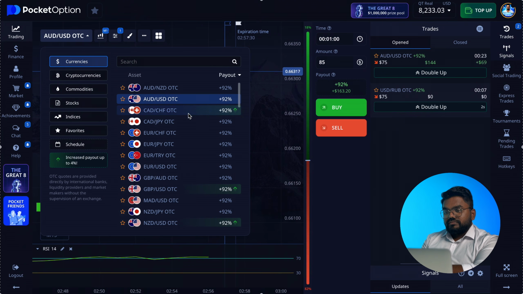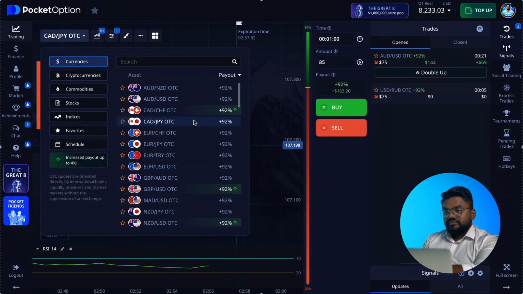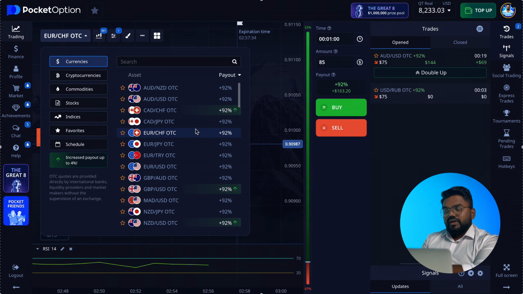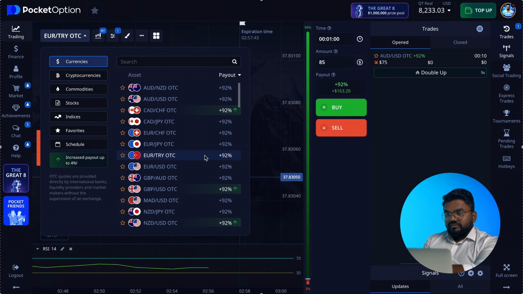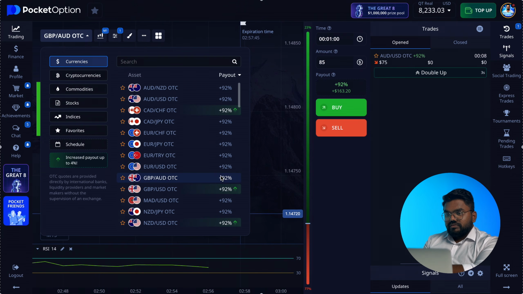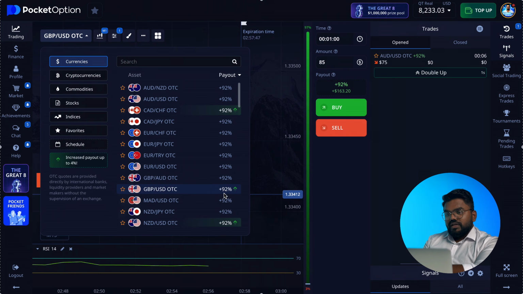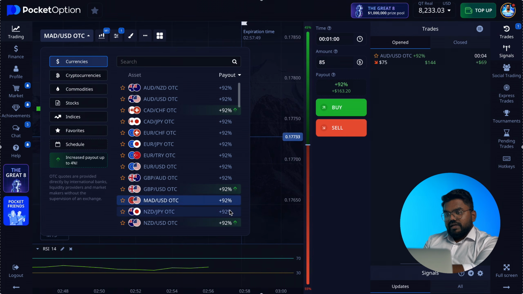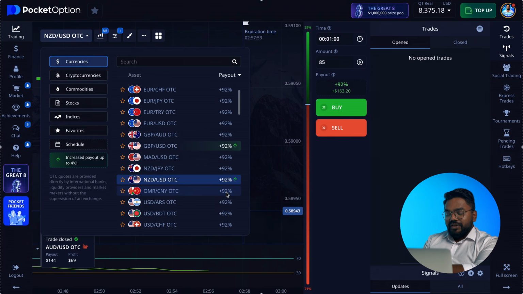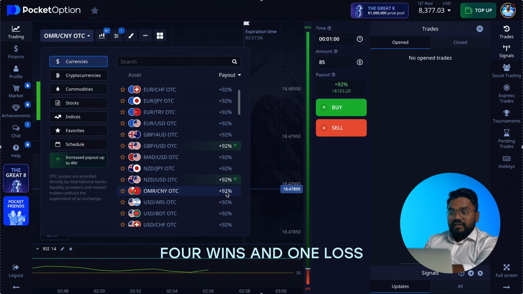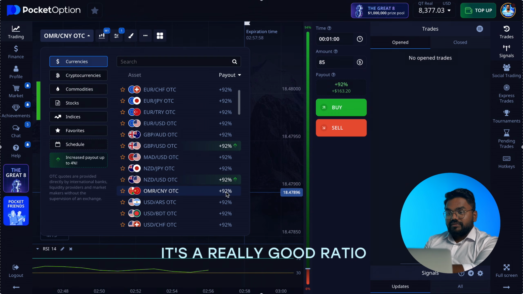Okay, that was a loss. That's fine, guys. Remember that we're still in profit. Okay, not bad. Oh, boom, one profit, guys. You saw that, four wins and one loss. It's a very good ratio in terms of trading.